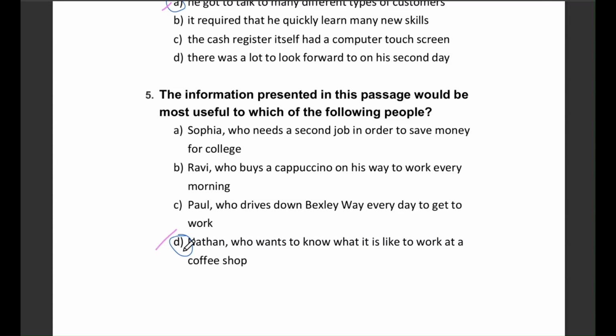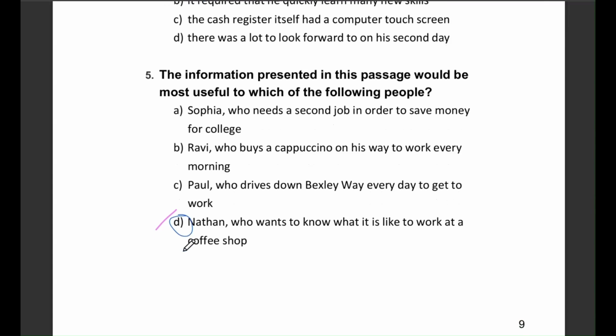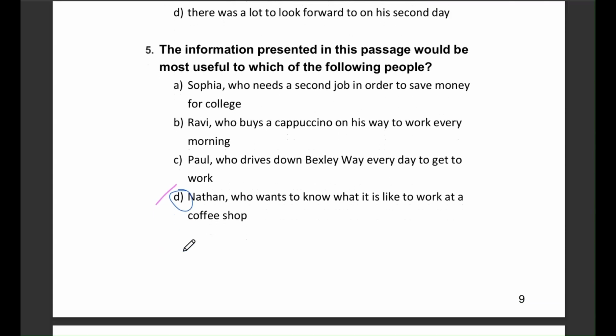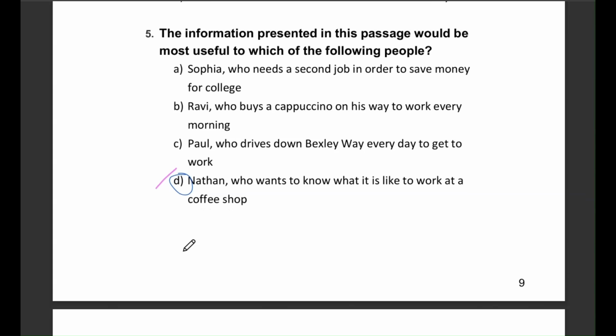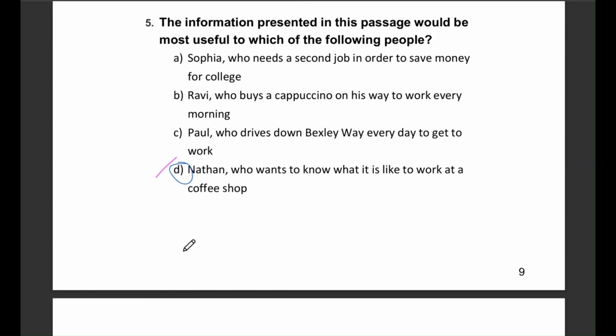The passage explains what tasks someone might learn on the job, like making coffee, using the till, and even making cappuccinos. This information would be most helpful to someone, like Nathan, who is curious about working at a coffee shop, not so much for saving money, or buying coffee, or their commute.